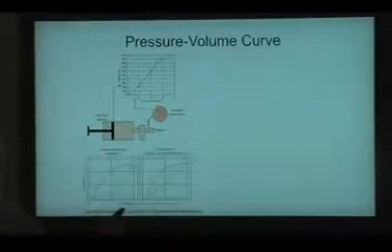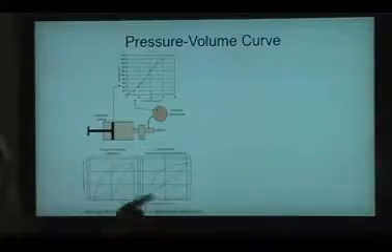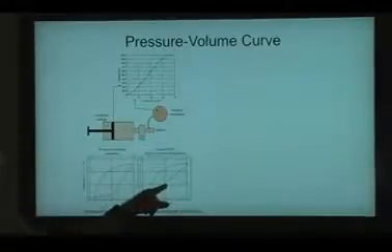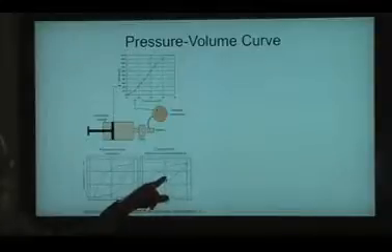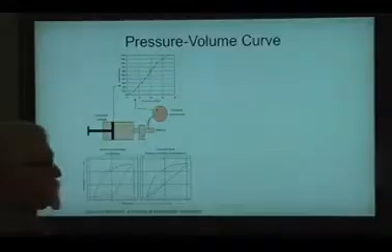Also, if the patient is actively breathing, is triggering the ventilator and so forth, then the shape of this curve will be more a matter of how much effort the patient's generating than flow from the ventilator.